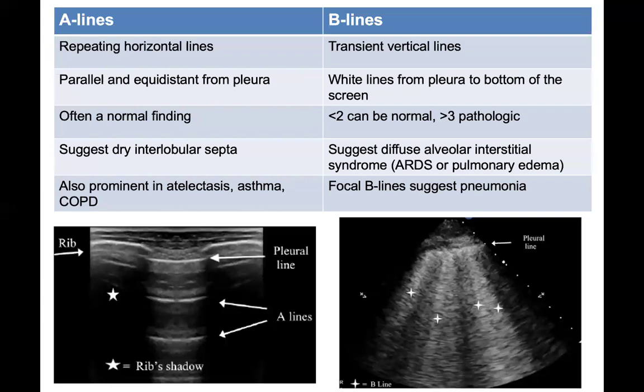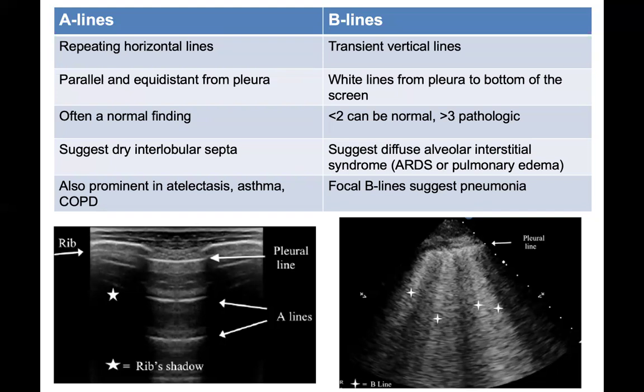So again, A lines or B lines. A lines are the repeating horizontal lines. B lines are those transient vertical lines. A lines are parallel and equidistant from the pleura. B lines are going to be those white lines that go from the pleura to the bottom of the screen. That's a reminder to increase that depth to 15, 18, 21. A lines are often a normal finding. It means that the lung is filled with air. B lines less than 2 can be normal, but more than 3 is pathologic.